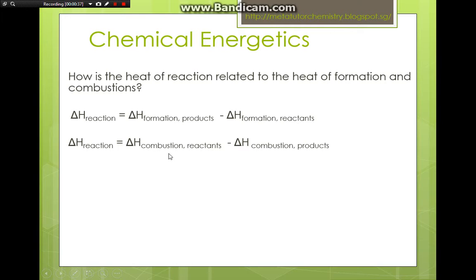As in, if you are given heat of combustion, how do we know that it is combustion of reactants minus combustion of products? Right, because sometimes when we memorize, we might get the order mixed up. So let's move to the second equation.